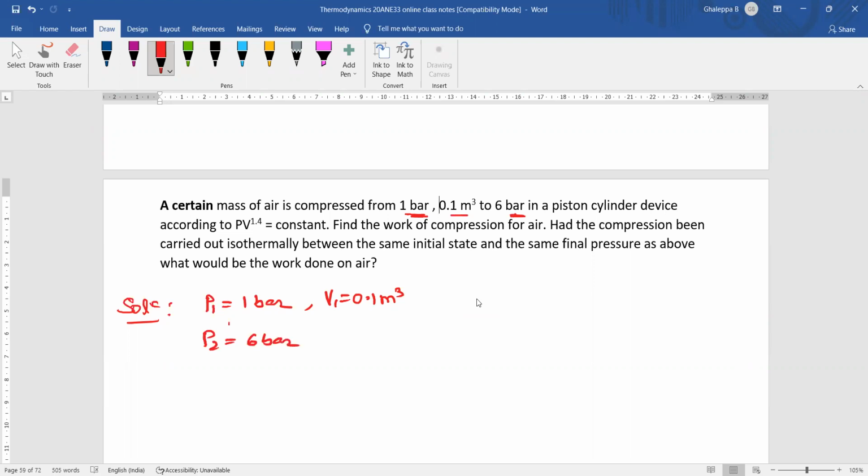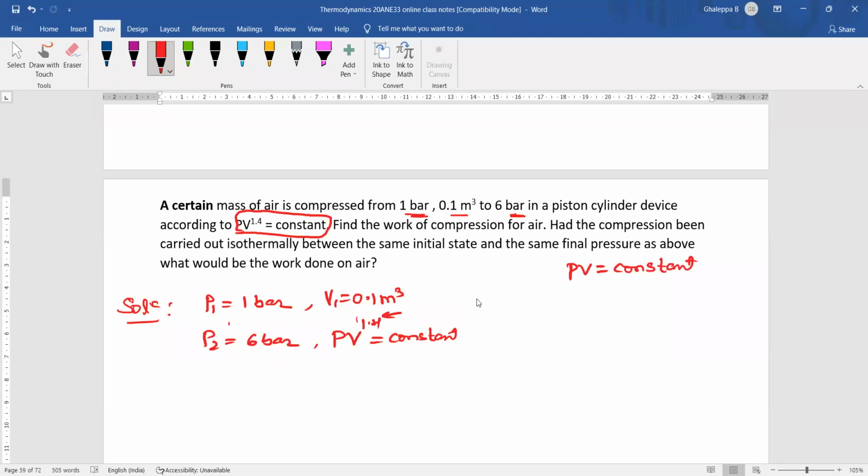In a piston cylinder device, according to this equation, what is the name of this equation? Adiabatic, sir. Why is it adiabatic? Because gamma is 1.4, given. If it is more than 1.4, it is polytropic. Dear students, in place of 1.4, I will give just 1. What is the name of the equation?